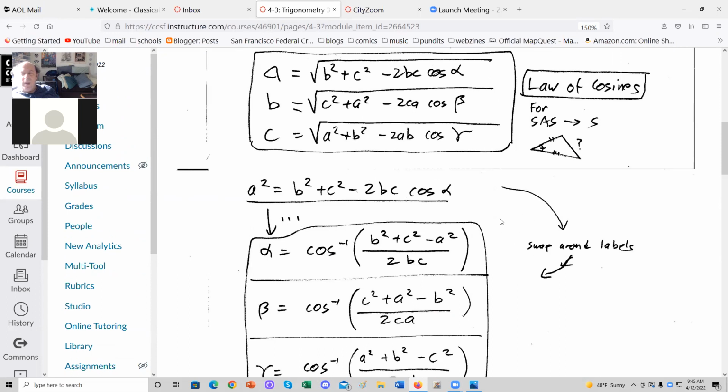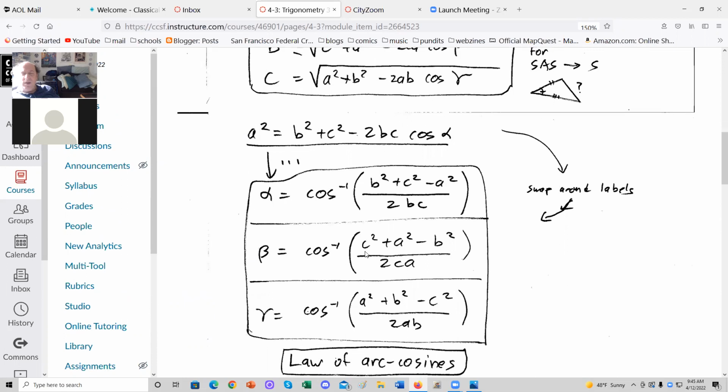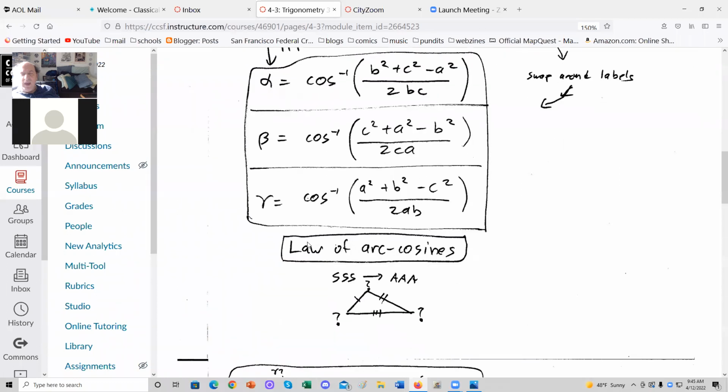Now, if you swap around the labels, then you get that beta is arc cosine of c squared plus a squared minus b squared over 2ca, and gamma is arc cosine of a squared plus b squared minus c squared over 2ab. The way I always remember is that if gamma is associated with c, we subtract that square, we add the other two squares, and we divide by twice the product of the other two sides.